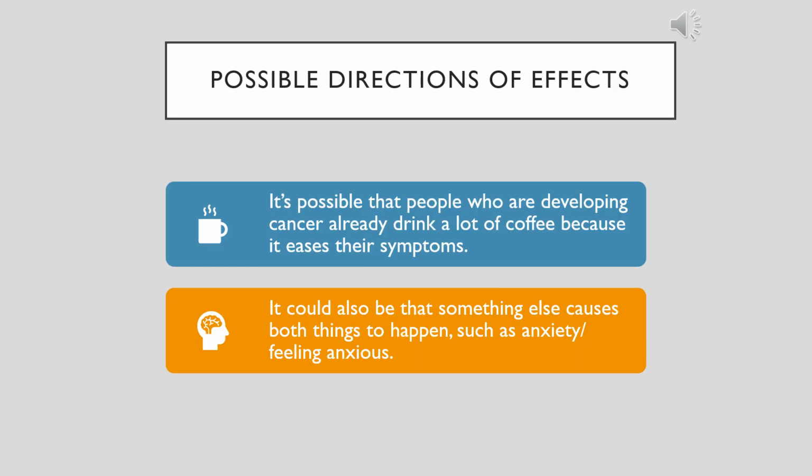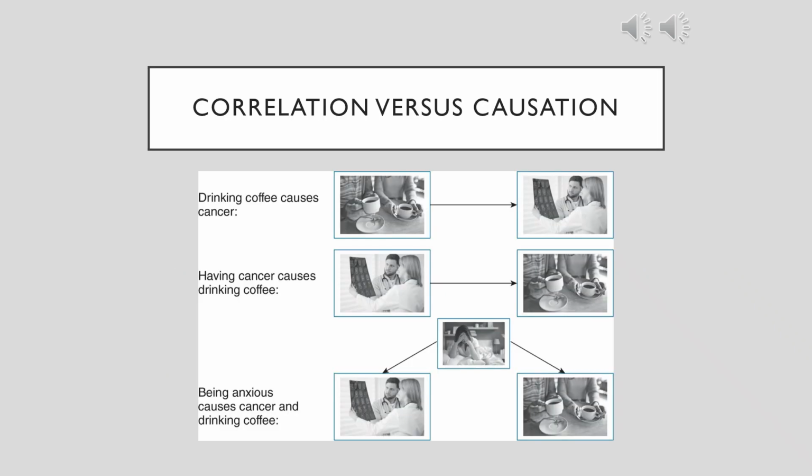So the possibilities, if you see that, oh, well, it looks like people who drink a lot of coffee also tend to develop cancers a lot. Well, it's possible that people who are drinking coffee, maybe that causes cancer. That's one possible direction of effects. The other possible direction would be that no, people who have cancer drink a lot of coffee because it helps ease some kind of anxiety or symptoms around that.